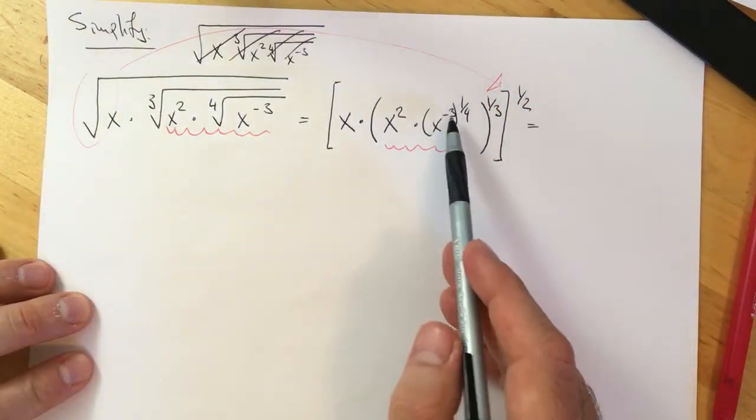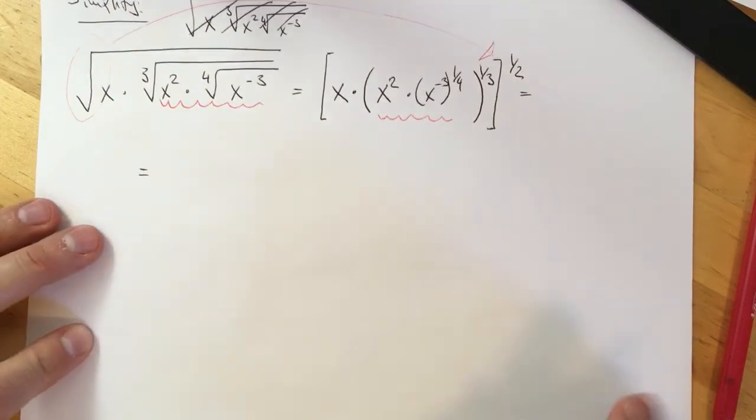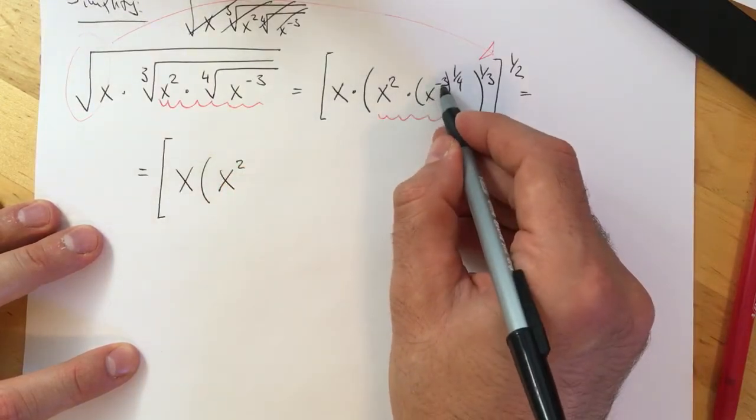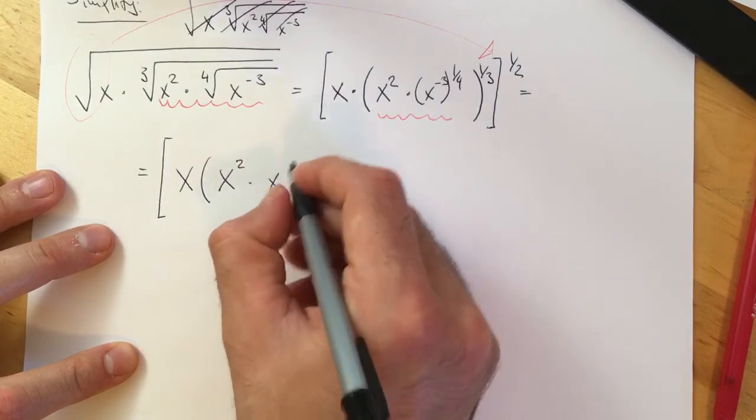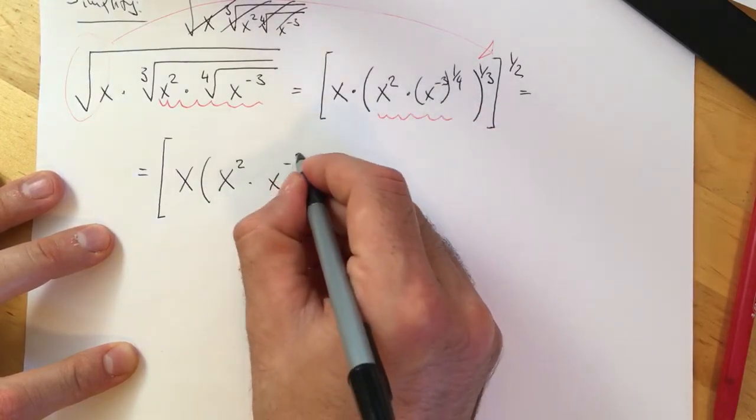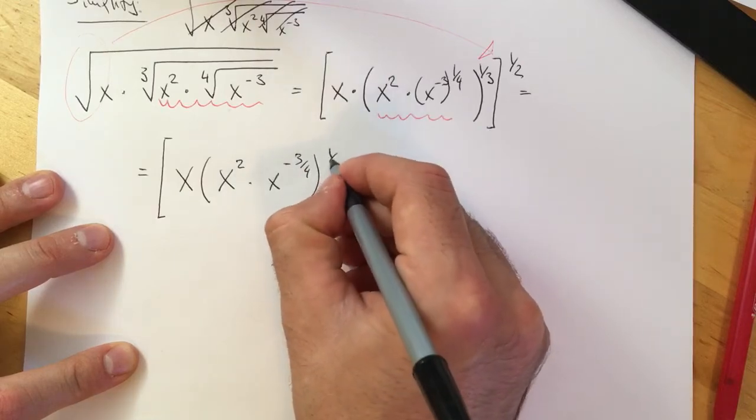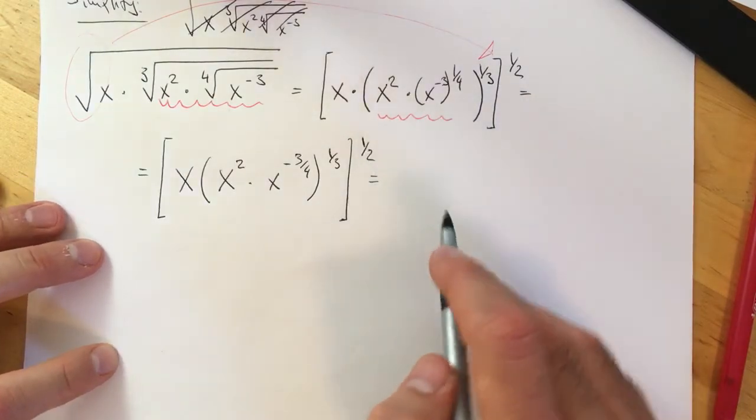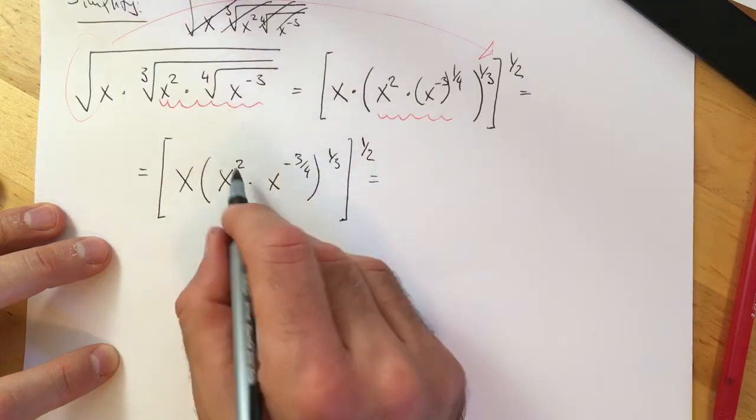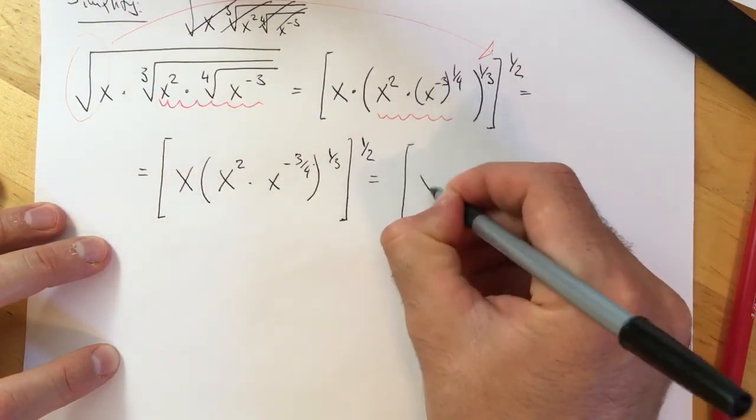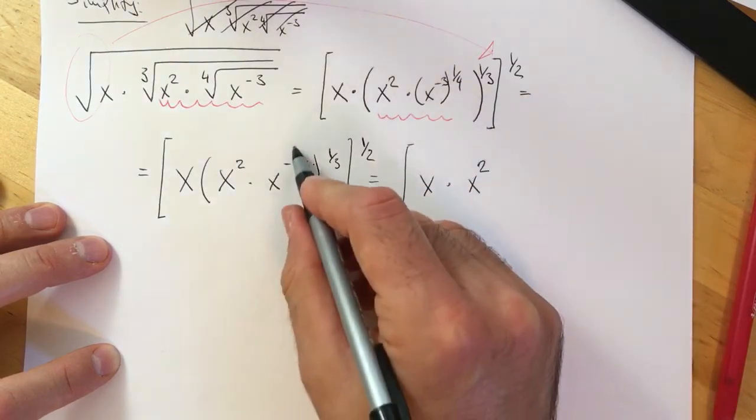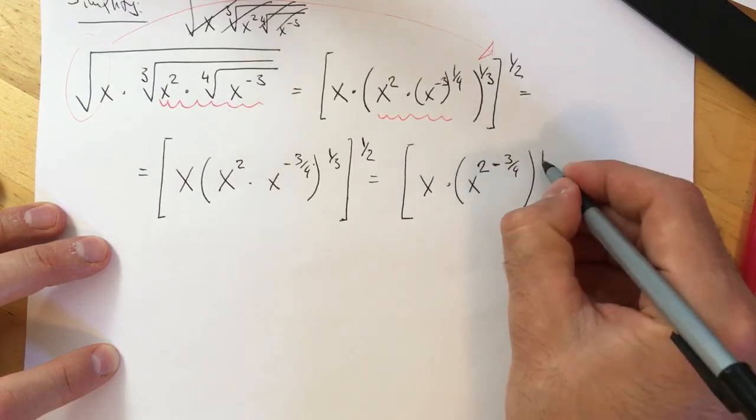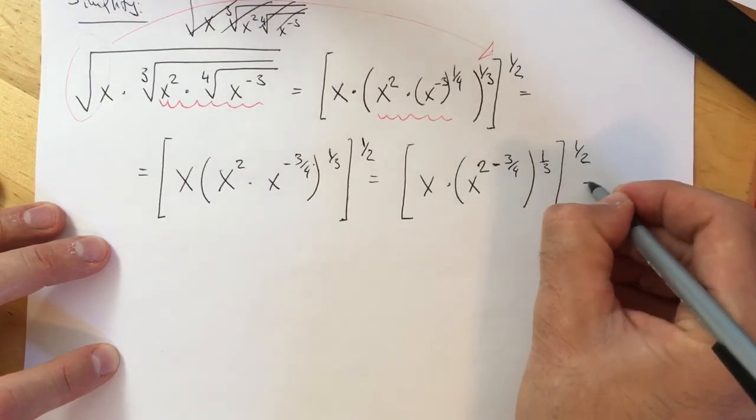Once I have expressed the roots as rational exponents, this simplification is made way easier because I just follow the rules of exponents, right? So x to power negative 3 raised to power 1/4 is x to power, I multiply negative 3 times 1/4, is negative 3 over 4, the whole thing raised to 1/3, and then at the very end raised to power 1/2. Now I add the exponents, so that's x times x to the 2 plus negative 3 over 4, that's 2 minus 3 over 4. Okay, and that part is raised to power 1/3 to power 1/2.